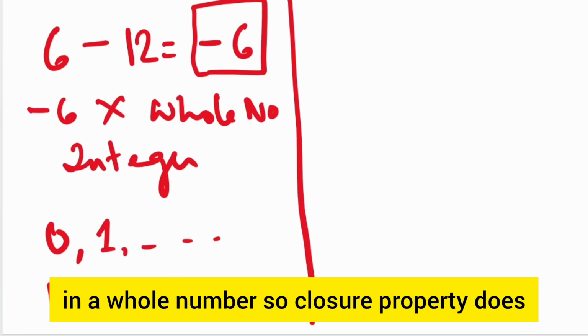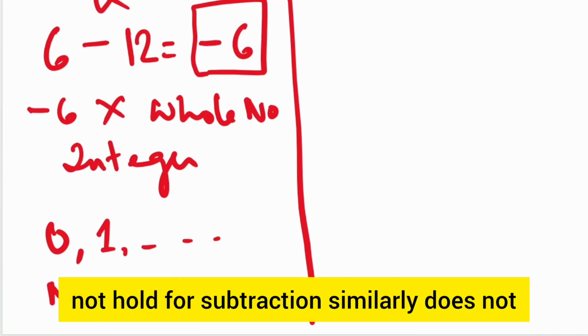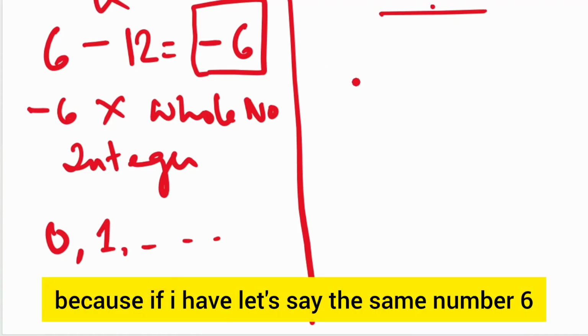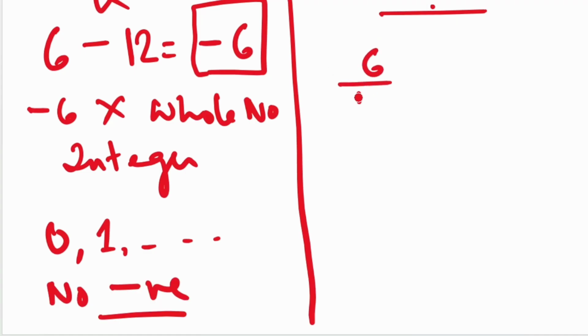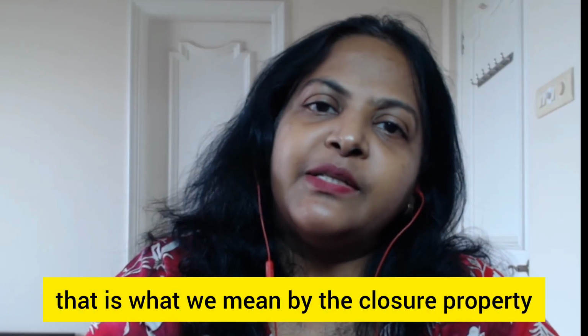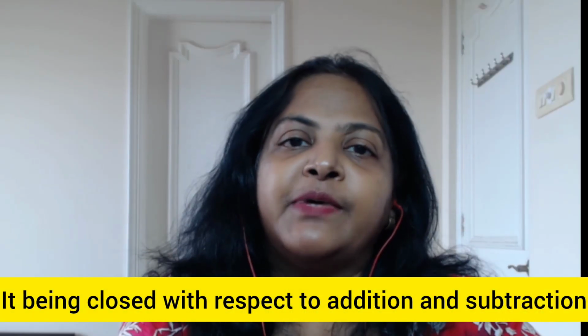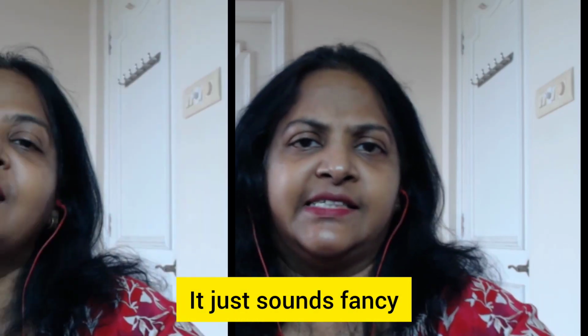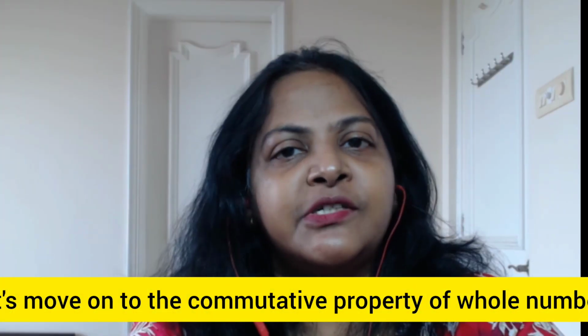So closure property does not hold for subtraction. Similarly, it does not hold for division either. Because if I have, let's say, the same number, 6 divided by 12, I get 1 by 2, which is a fraction. It is not a whole number. So that is what we mean by the closure property, it being closed with respect to addition and multiplication. It just sounds fancy. Let's move on to the commutative property of whole numbers.